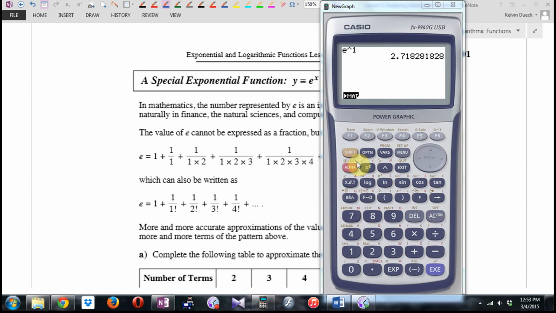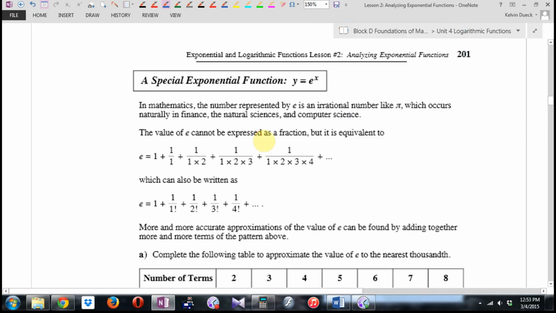In fact, let's look at one application. In mathematics, the number E is represented as an irrational number like pi. It's called Euler's number if you really want to be fussy. It occurs in finance, in sciences, in computer science. Actually, it occurs all over the place. The value of E is irrational, which means, like pi, it cannot be expressed as a fraction. But it turns out you can calculate it.